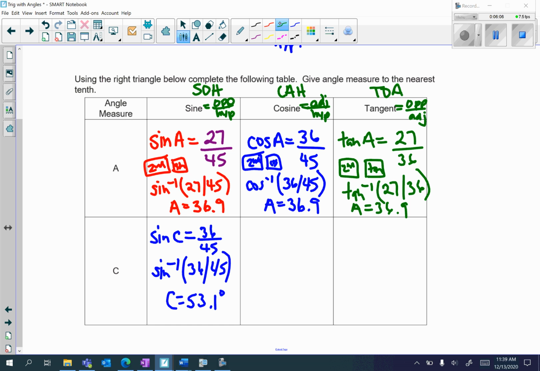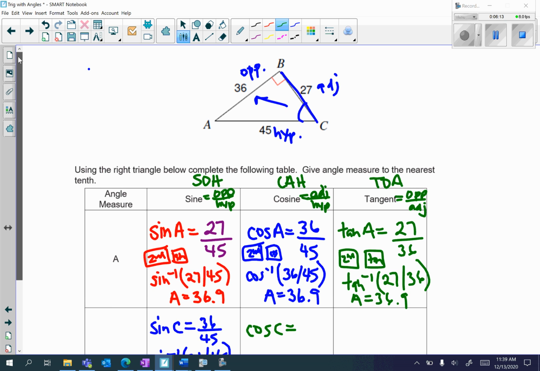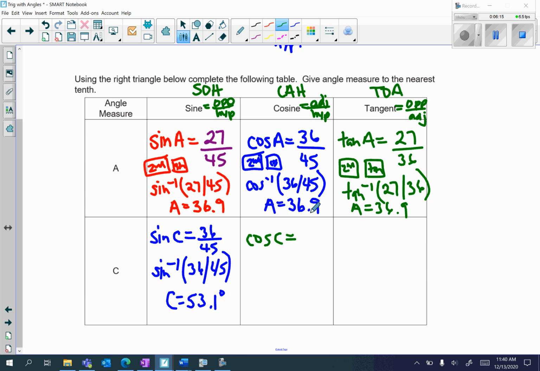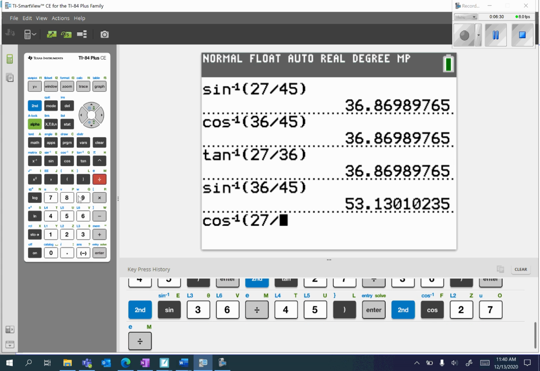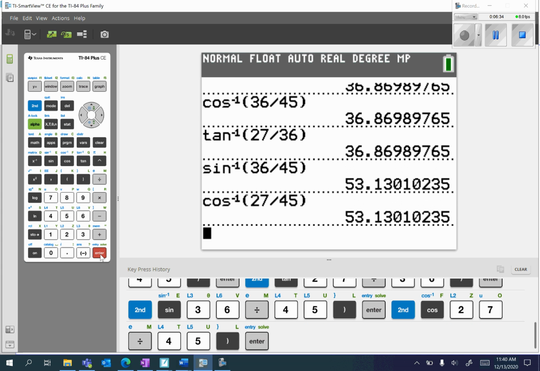Let's do the same for cosine of C. So cosine is adjacent over hypotenuse, so that's 27 over 45. Again, we're going to do second cos of 27 divided by 45. And again, we get 53.1.